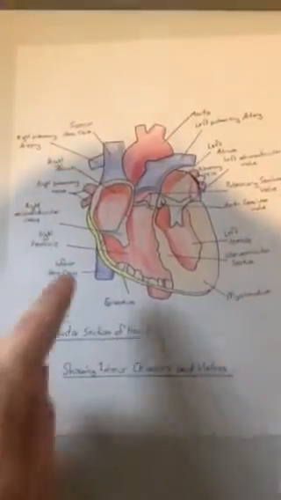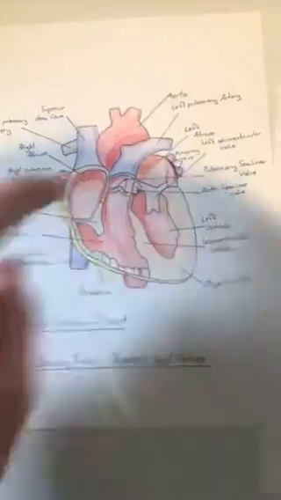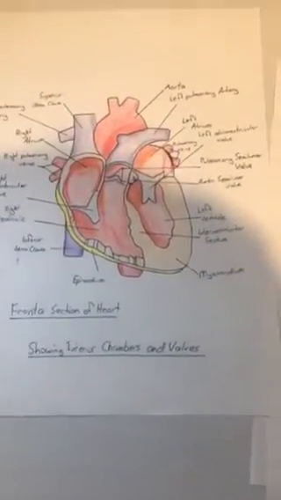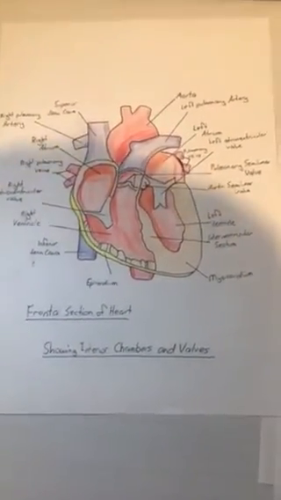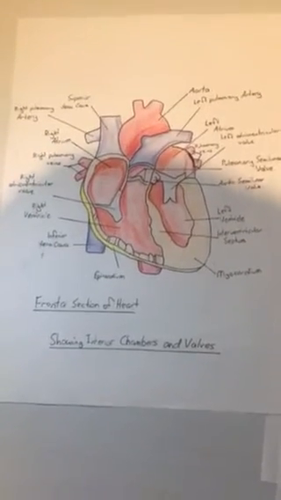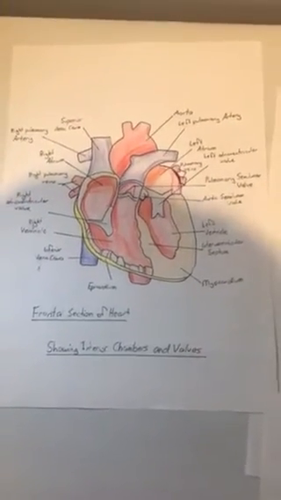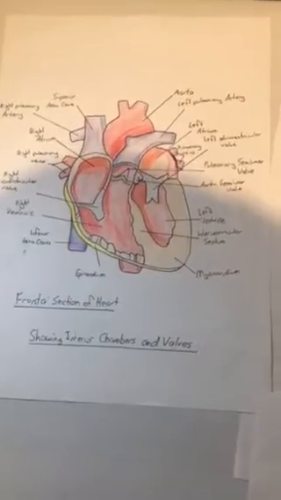There are four sets of valves in the body. The two atrioventricular valves found between the atria and ventricles prevent backflow of blood back into the atria. The two semilunar valves guard the bases of the ventricles and prevent backflow of blood back into the ventricle chambers.